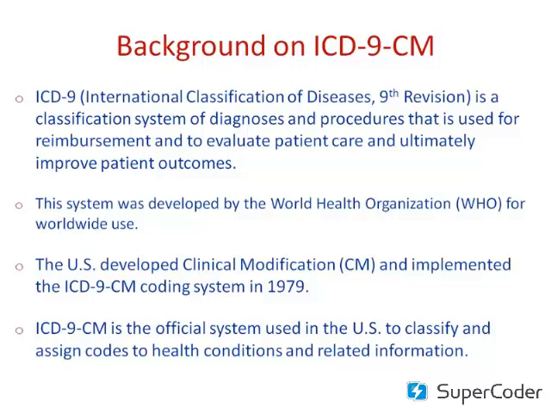Since 1999, ICD-10 has been used to code and classify mortality data from death certificates. Currently, ICD-10-CM is the official system used in the United States to classify and assign codes to health conditions and related information. ICD-10-CM will be the replacement for ICD-9-CM Volume 1, the tabular list, and Volume 2, the alphabetic index.